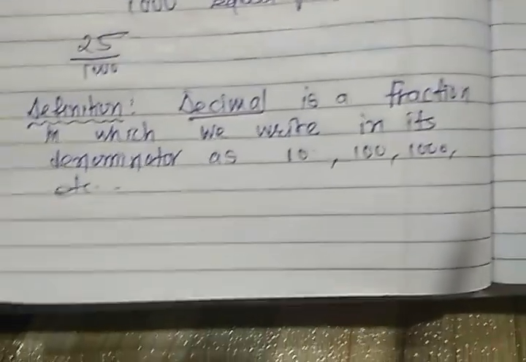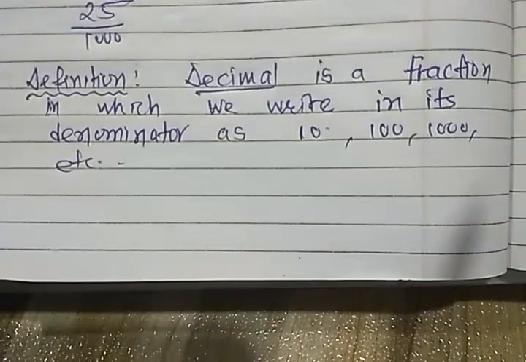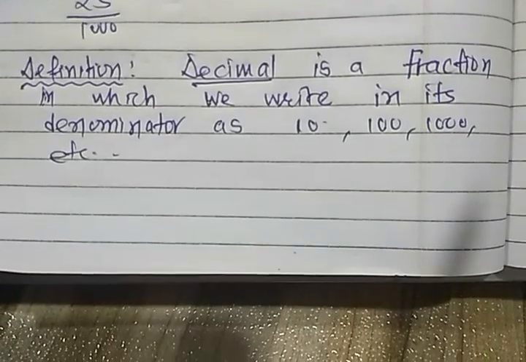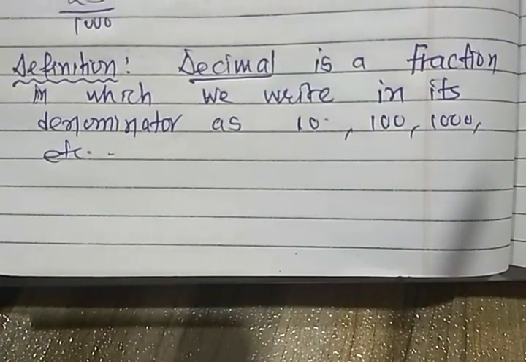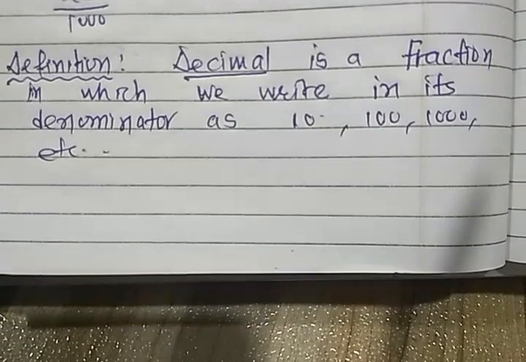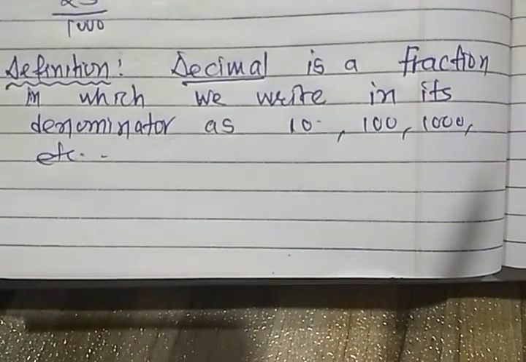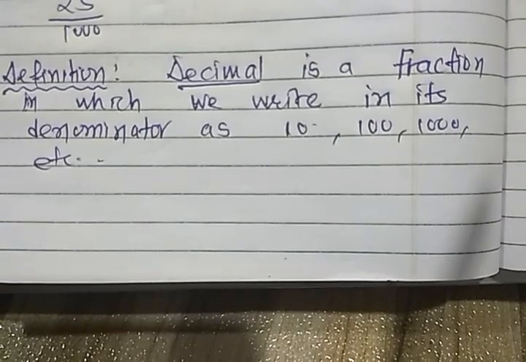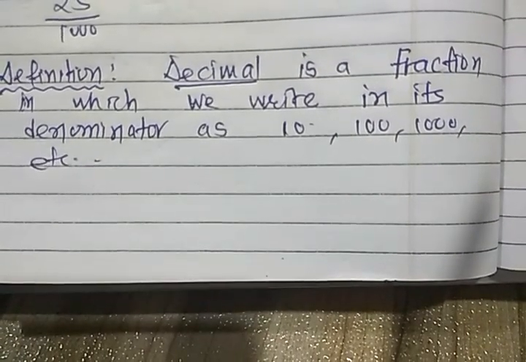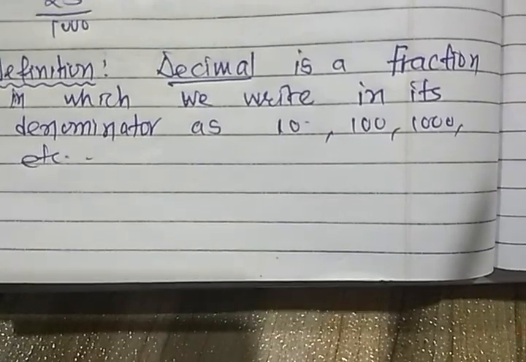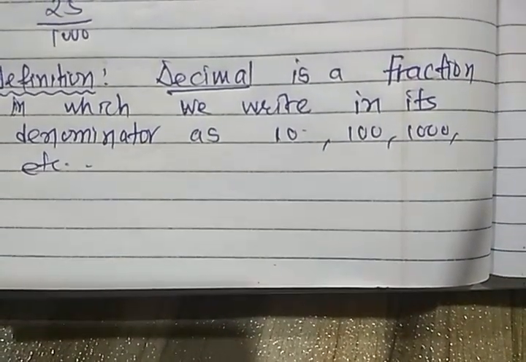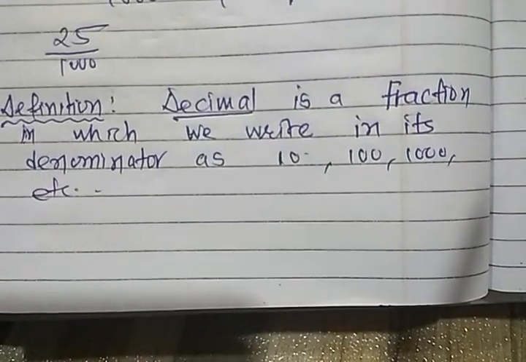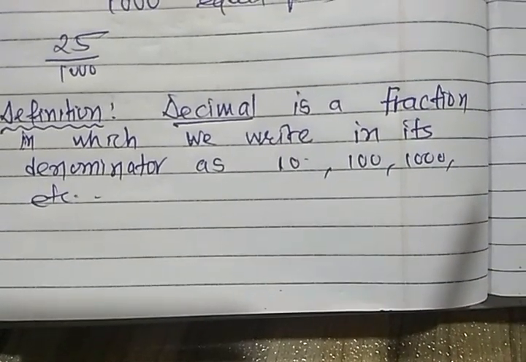So students, if we write the definition of decimal, it is so easy from the above conclusion. A decimal is a fraction in which we write in its denominator 10, 100, 1000, etc. Okay, so let's start our decimal chapter, right?